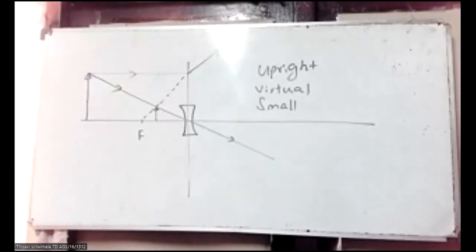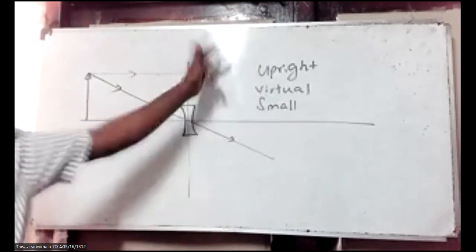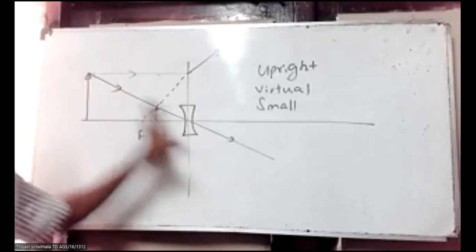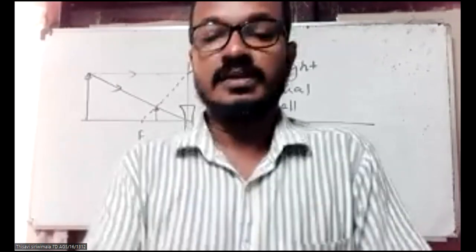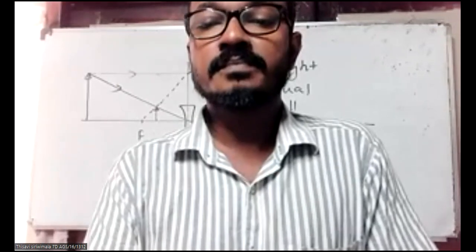So I think you have finished drawing it. So these are the properties: upright, virtual, and small. Always you are going to get a virtual image. So we'll continue with the lesson.